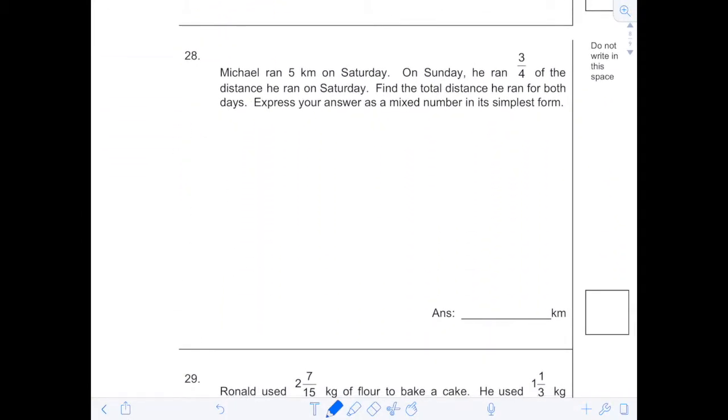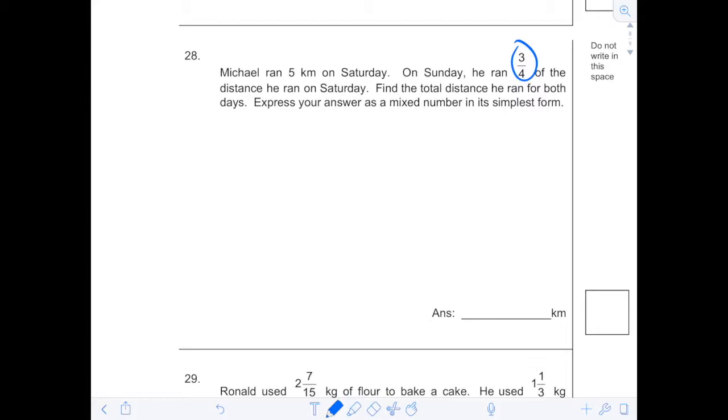Michael ran 5 km on Saturday. On Sunday, he ran 3/4 of the distance he ran on Saturday. Alright, so you notice this 3/4 here does not have units. So it's probably indicative that this 3/4 is actually by parts.